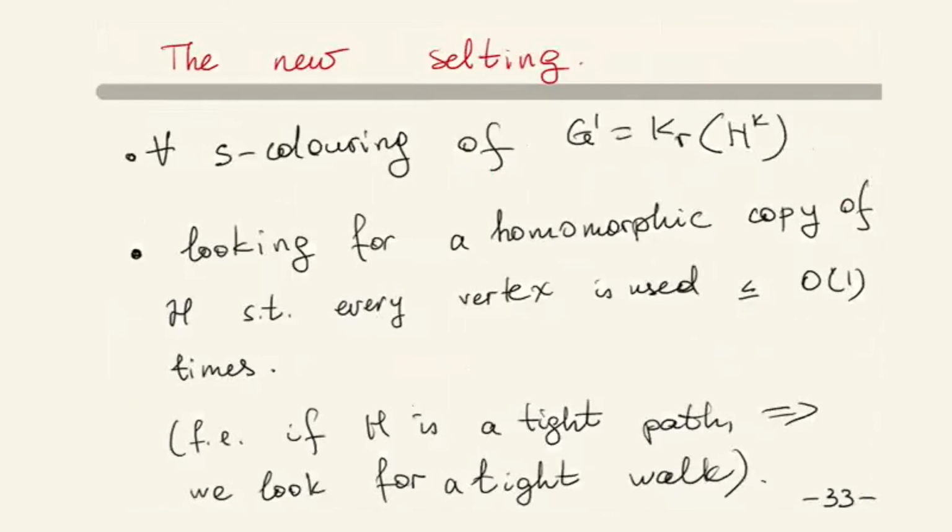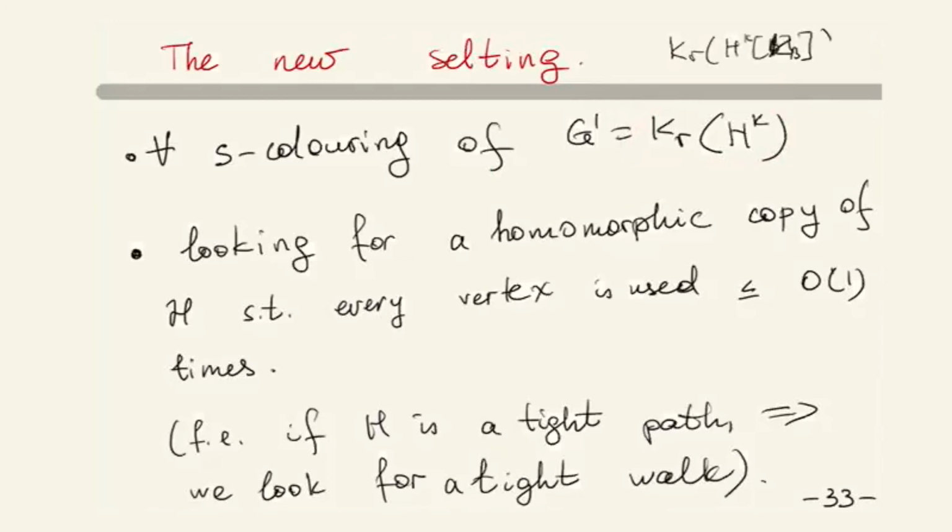So the new setting would be that I would like to find an S coloring. I'm given now an S coloring of a different graph, of K_R^(H) to the K. This is an auxiliary coloring which I derive from the previous graph. So previously I was given the coloring of K_R^(H) to the K_B.